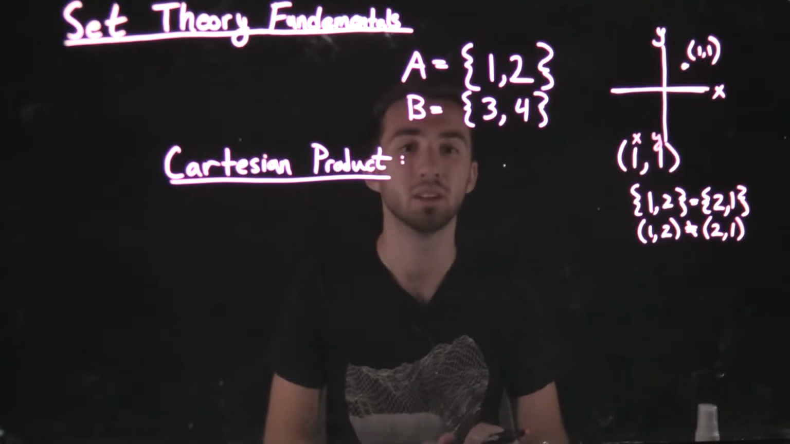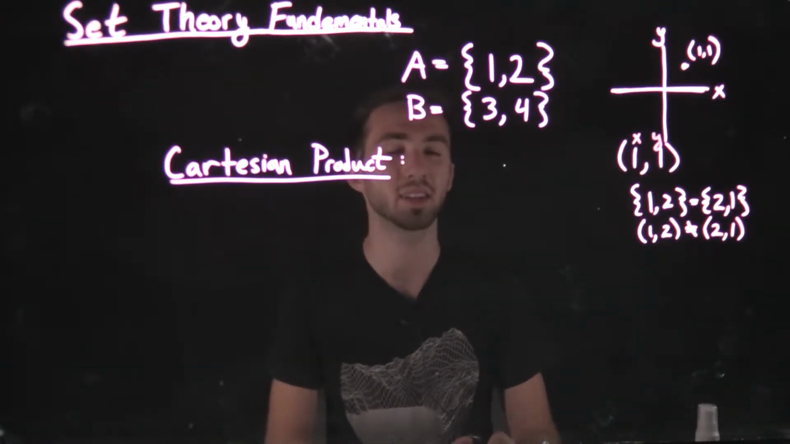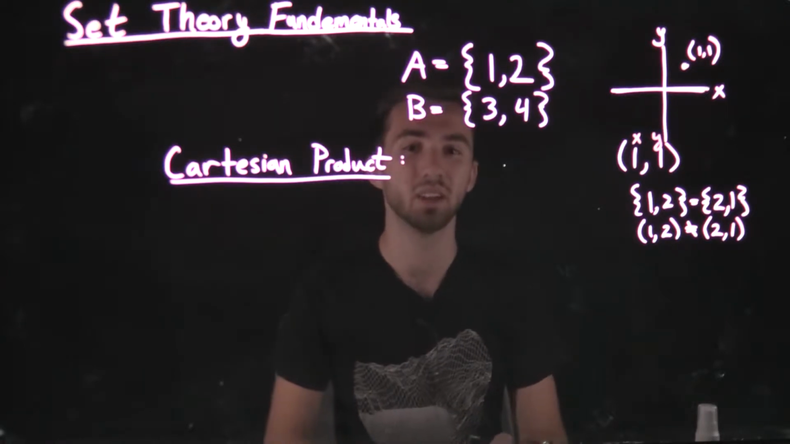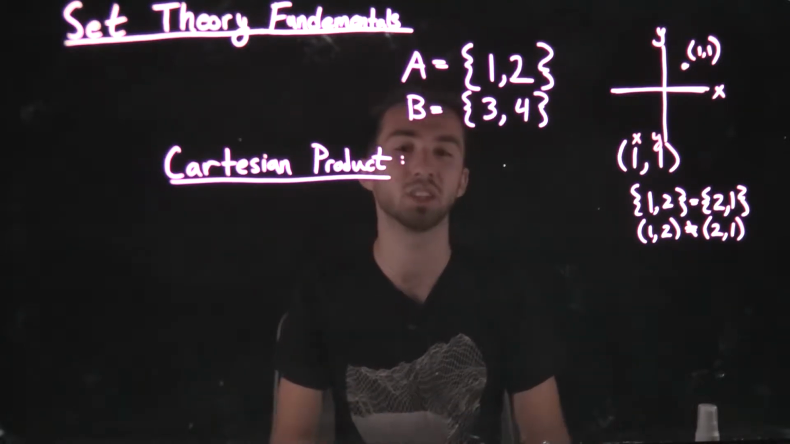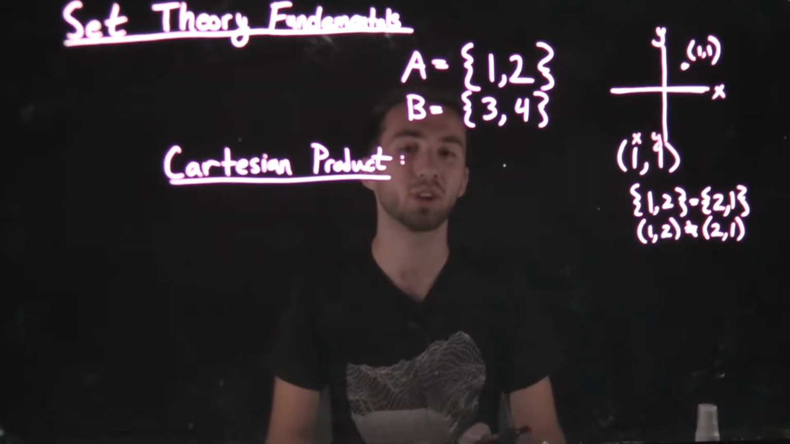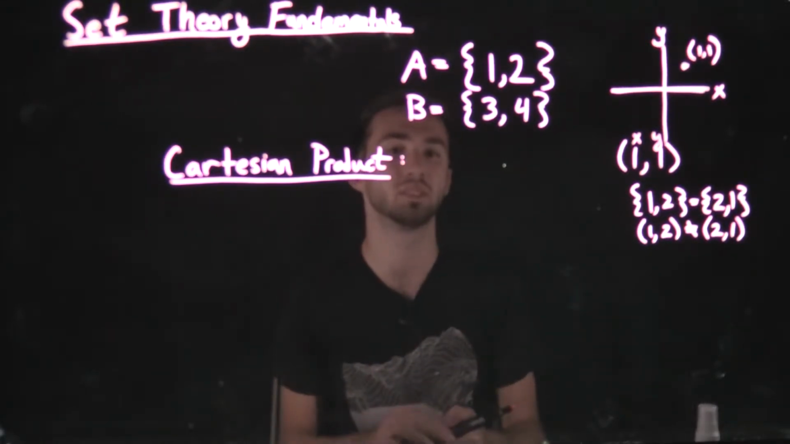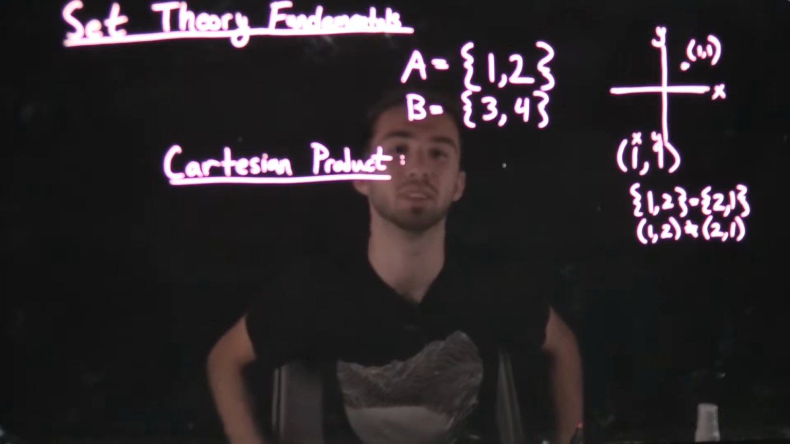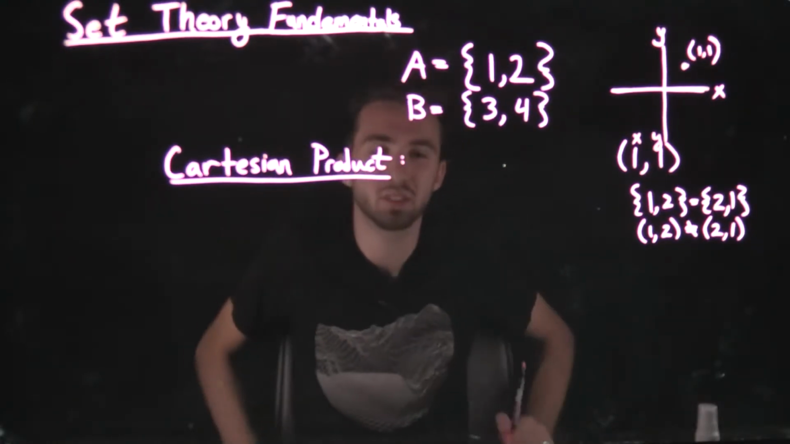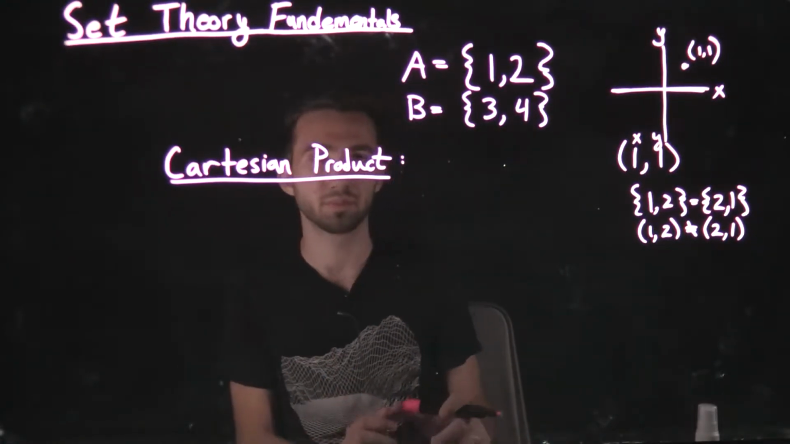Now, the Cartesian product is going to be creating a set just as all the other operations were creating sets. However, it's not going to be creating a set of elements. It's going to be creating a set of ordered pairs, which in their own right will contain elements. But it's important to understand what we're doing.